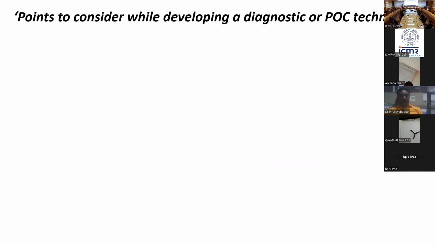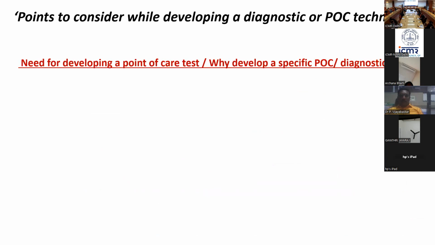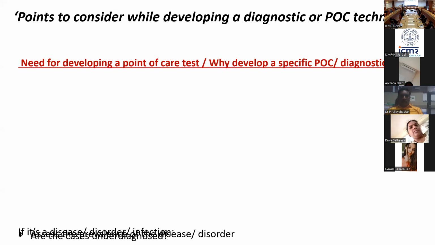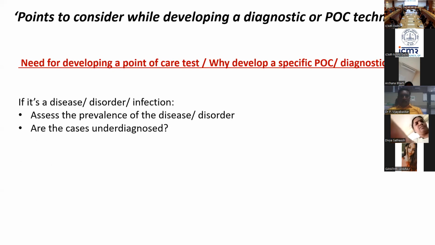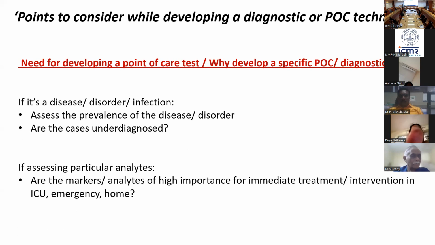Now, after brushing up, I come to the exact point. That is the points to consider when you are planning to develop a diagnostic or point of care technique. Now, the most important point to remember is the need. Is there a need for developing the POC which you're planning to? Why develop it? So now, if it is a disease or a disorder or an infection, you need to assess the prevalence in India and worldwide. And are the cases being underdiagnosed? When it is a particular analyte, you need to know whether this analyte is so important that you need the immediate test results so that intervention could be given either in the ICU, emergency, or at home.